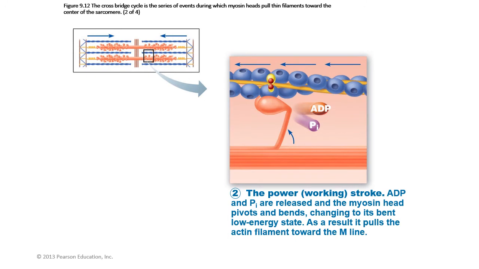The second step is called the power stroke, and the energy in the myosin head is going to be released. It's utilized, causing the myosin head to shift, which causes the actin to move or slide, and ADP and phosphorus are released. The power stroke is where true contraction occurs.